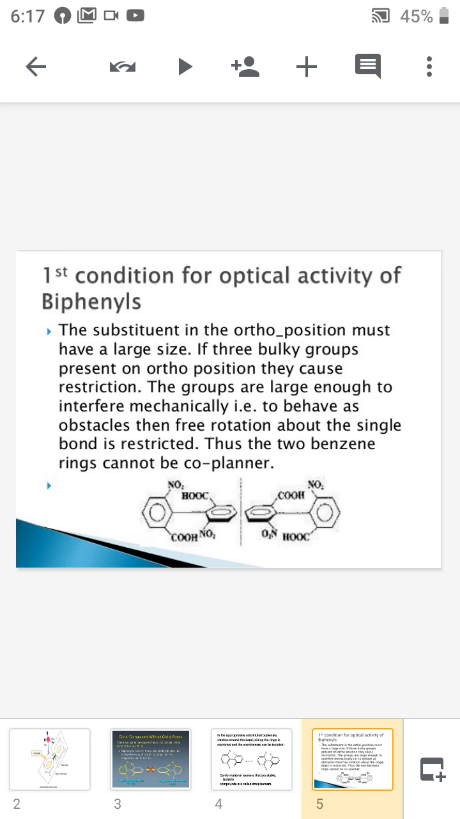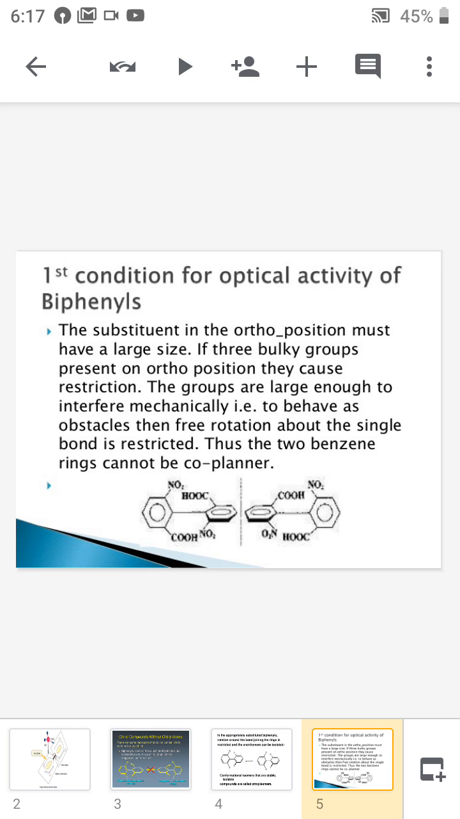So this is the first condition. For the optically active compound, the substituent in the ortho position must be a large group. If bulky groups are present at the ortho position, they restrict the C-C sigma bond rotation. The groups are large enough to interfere mechanically, that is, to behave as an obstacle, so free rotation about the single bond is restricted. Thus the two benzene rings cannot be coplanar.